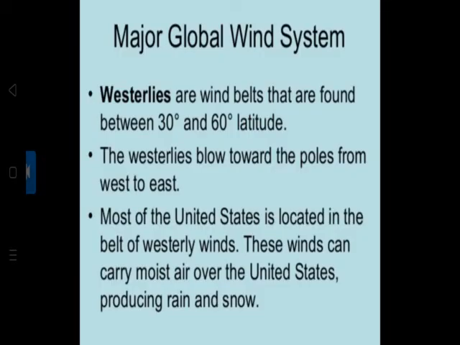Coming to the next major global wind system, the westerlies, the belt of westerlies. Westerlies are wind belts that are found between 30 degrees and 60 degrees latitude. The westerlies blow towards the poles from west to east. Most of the United States is located in the belt of westerly winds. These winds carry most moist air over the United States, producing rain and snow.